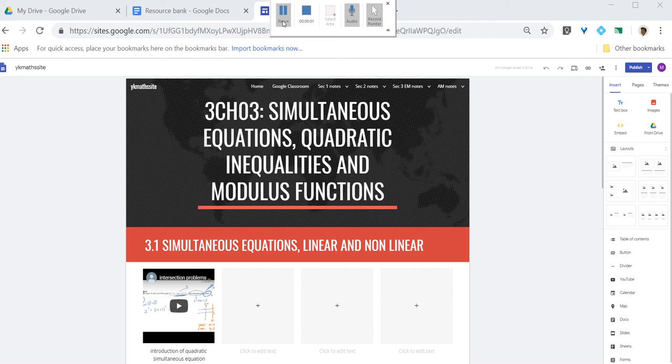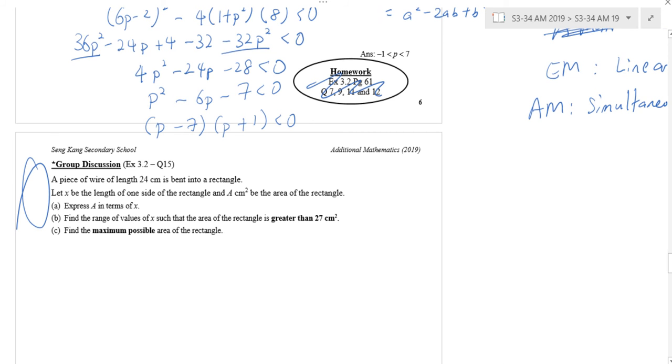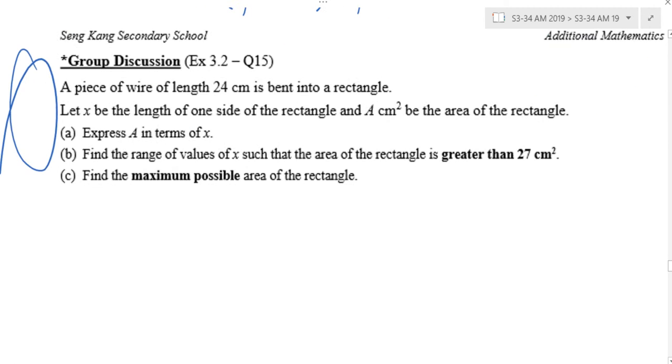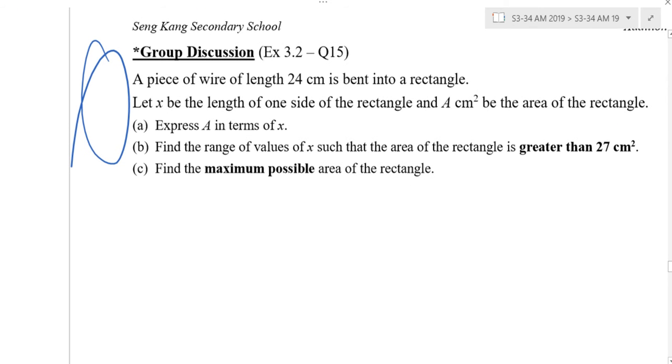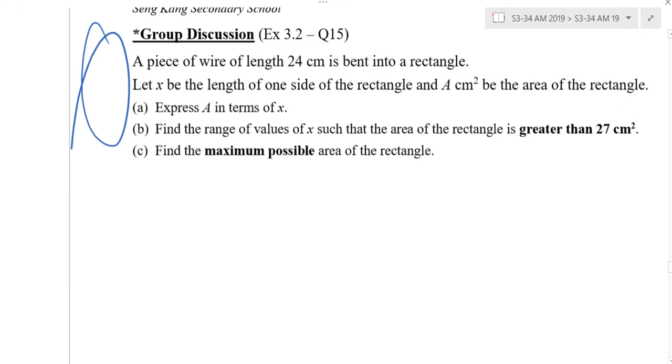Alright, so we are now on chapter 3, the notes, last page. Let's start together since it's a discussion. It says that this is bent into a rectangle. Can you tell me, is 24 cm the area or the perimeter?